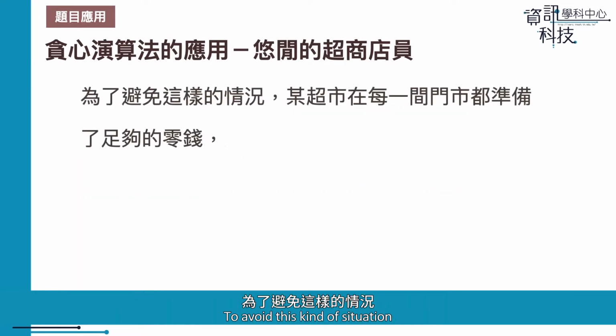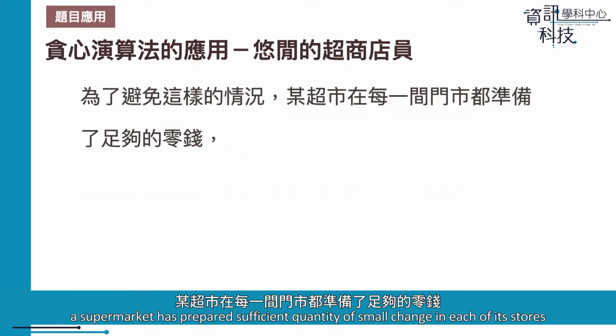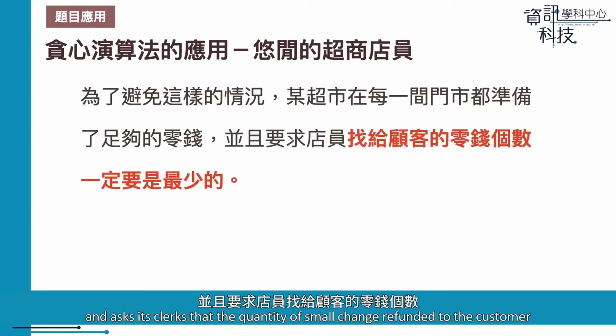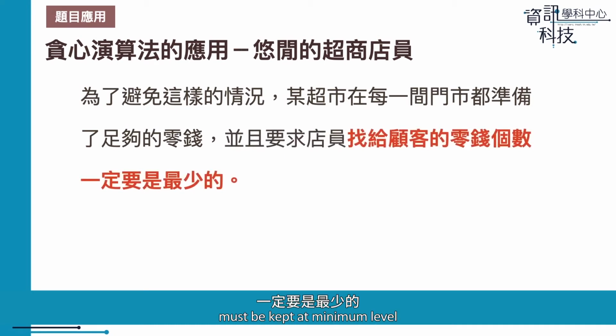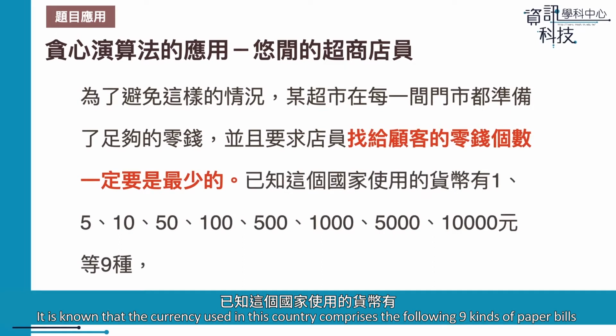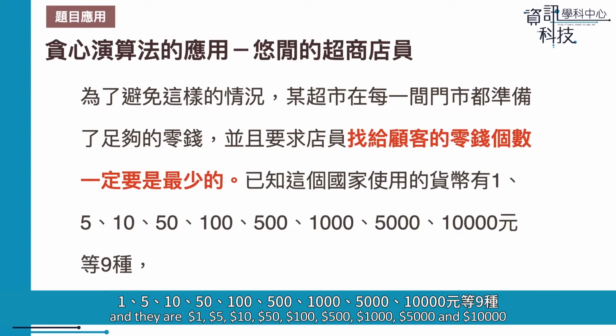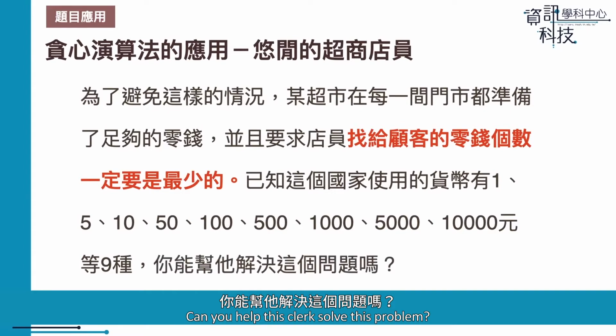To avoid this kind of situation, a supermarket has prepared sufficient quantity of small change in each of its stores and asks its clerks that the quantity of small change refunded to the customer must be kept at a minimum level. It is known that the currency used in this country comprises the following 9 kinds of paper bills, and they are $1, $5, $10, $50, $100, $500, $1,000, $5,000, and $10,000. Can you help this clerk solve this problem?